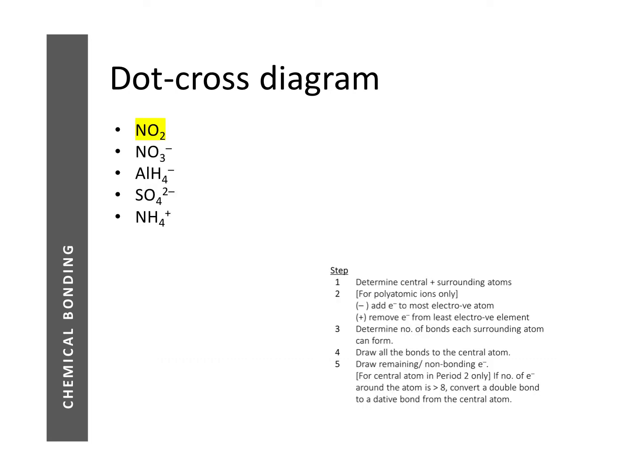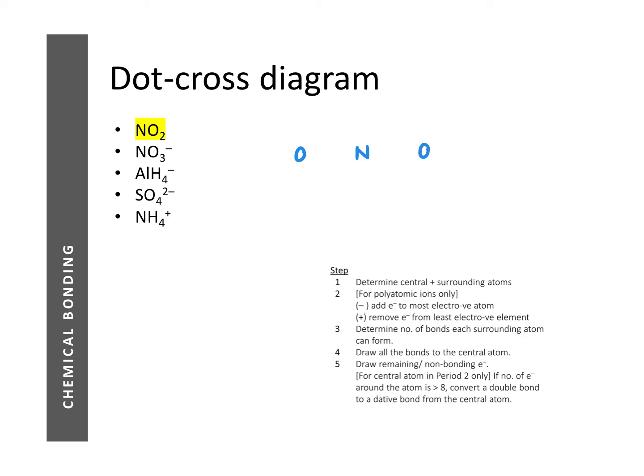So now let us try to apply the new 5 steps to a series of molecules and polyatomic ions. The first of which would be nitrogen dioxide. Step number 1, we need to determine the central and surrounding atoms. Now from the tips that were shared earlier, I think it's not difficult to know that nitrogen is in the middle, surrounded by 2 oxygen atoms. Step number 2 applies to polyatomic ions only, so we are going to skip.